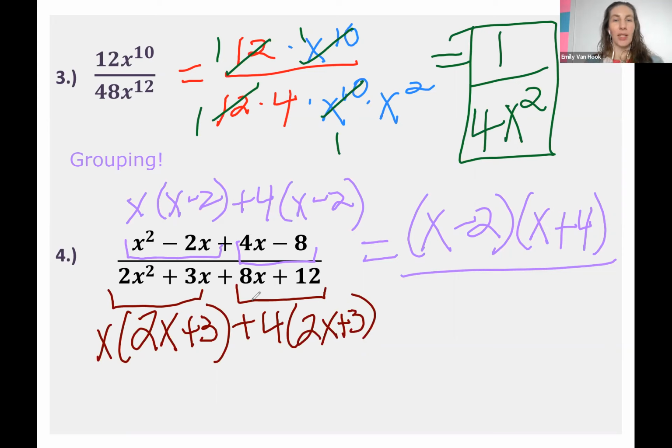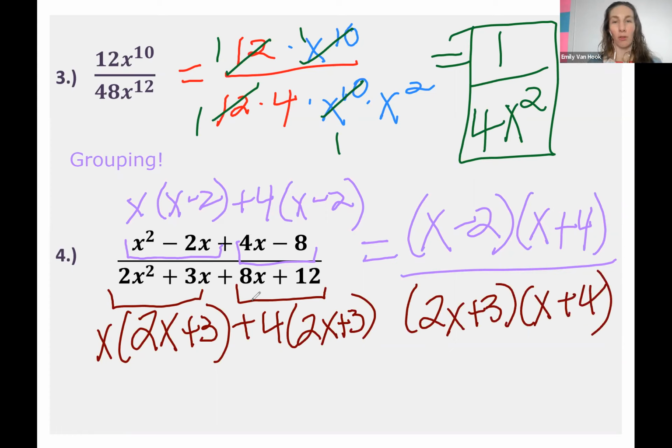Okay, now we bring it together back in the original fraction. The common factor here is 2x plus 3. So I have 2x plus 3, and then x plus 4. Okay, so that was longer in terms of the factoring. So we factored the numerator by grouping. We also factored the denominator by grouping. X minus 2, x plus 4 in the numerator, 2x plus 3, x plus 4 in the denominator.